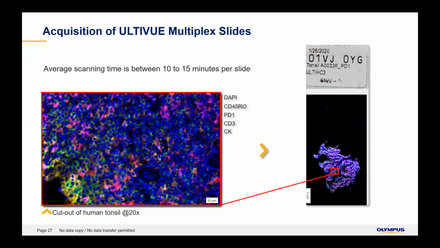So multiplexing is proving to be an extraordinarily powerful tool in modern biology, and the VS200 was very specifically designed to deal with multiplexing samples.